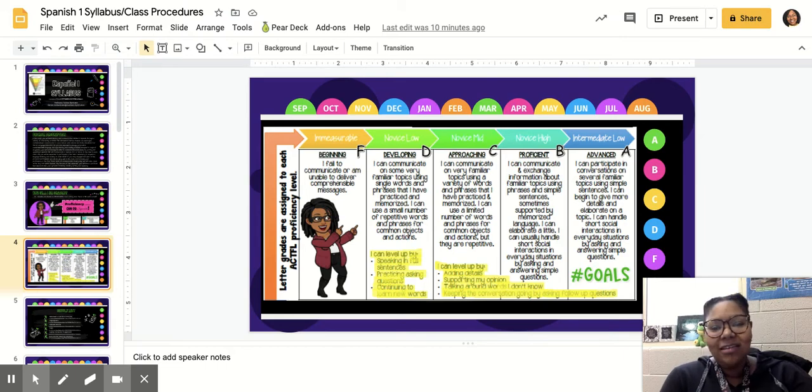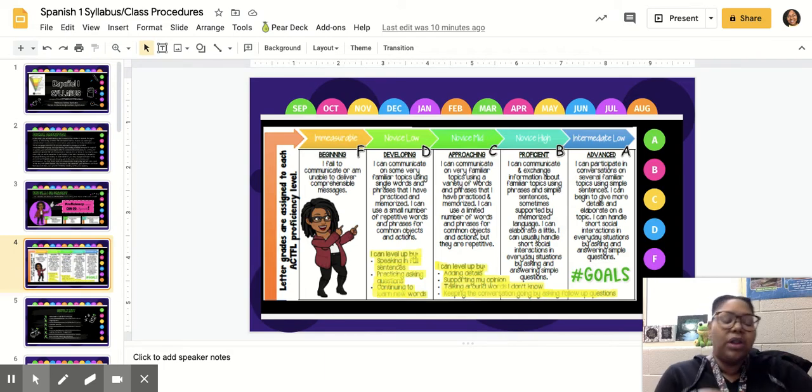The next part is novice low, and remember that these levels are from ACTFL, which is our national organization that tells us how we teach world languages. All right, so novice low in Spanish 1 is a D. It means that you're developing in the language. It says I can communicate on some very familiar topics using single words and phrases that I've practiced and memorized. I can use a smaller number of repetitive words and phrases for common objects and actions.